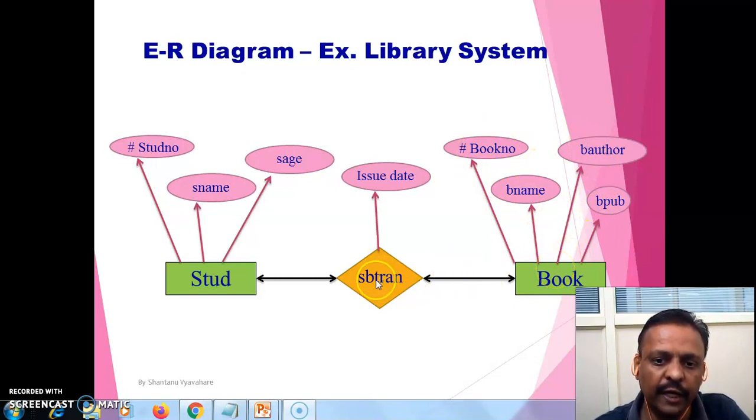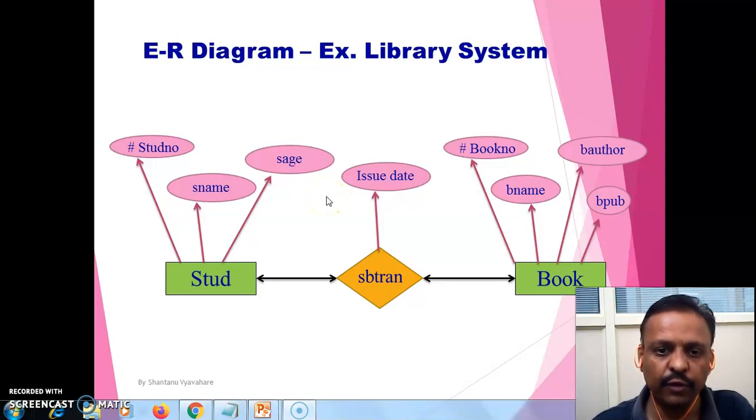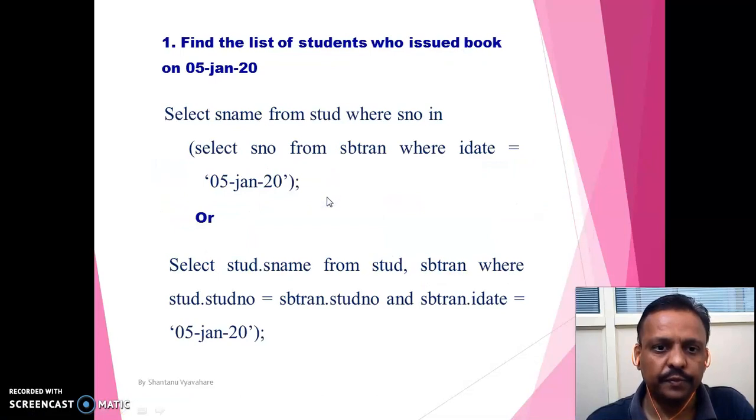And you have to create that transaction table, SB trans, which contains the primary key of student, that is student number, and the primary key of book, that is book number, as foreign keys. Both keys are foreign keys of SB trans, and issue date is the date of issue of the book. So this is a simple example that we have to develop in SQL, and we have to solve some queries of that system.